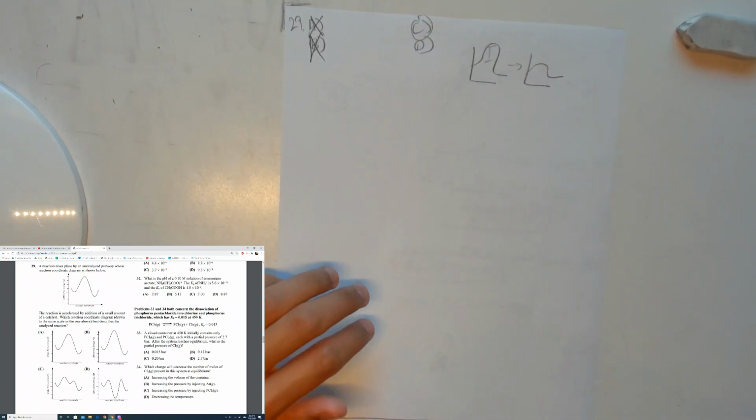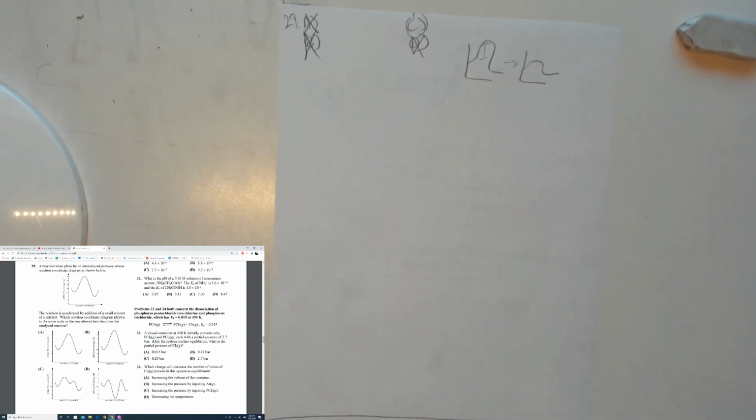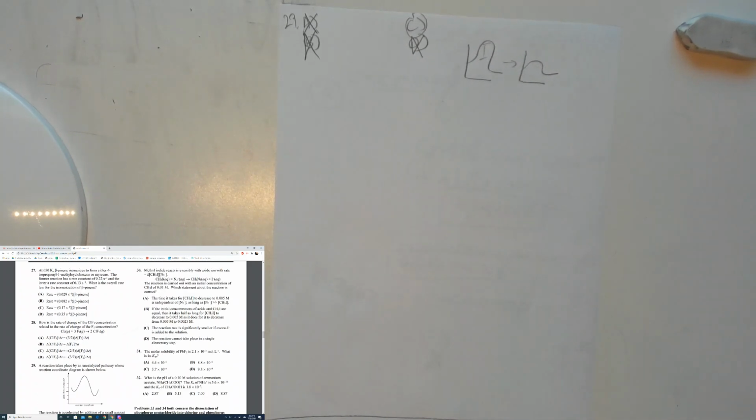But D, okay, D is just plain weird. I guess it lowers the activation energy, but it's too unusual. So D is wrong. I mean, there could be negative activation energies, but it's very rare. Okay, 30.